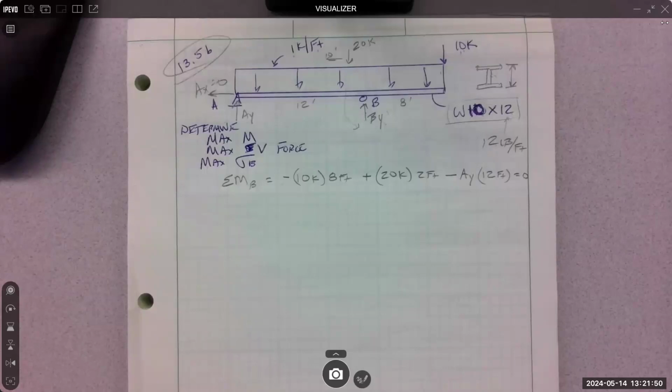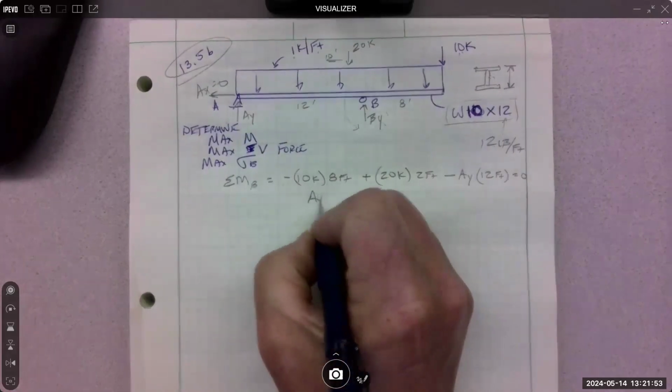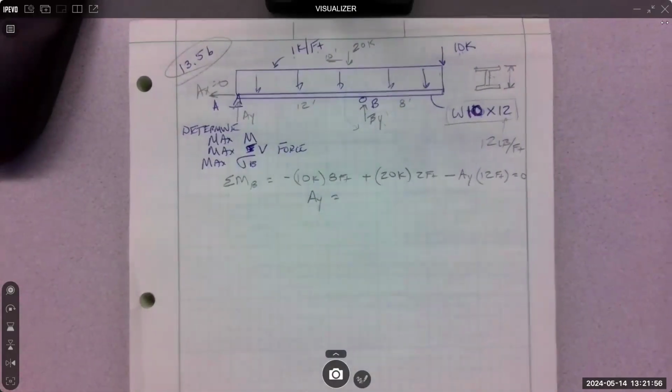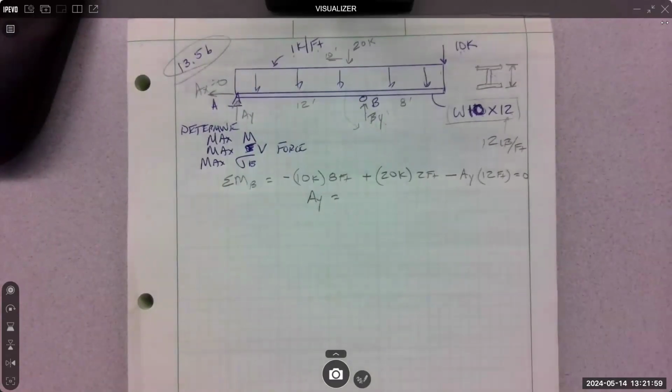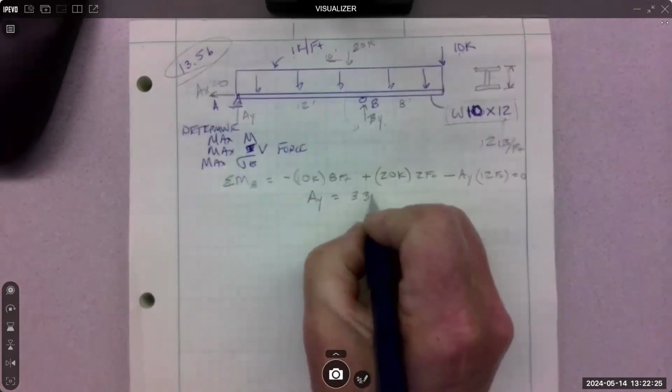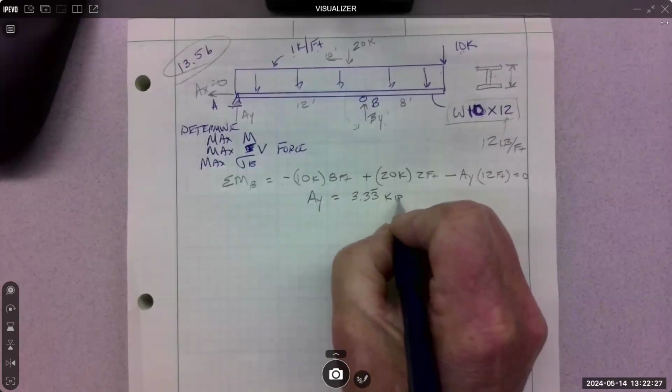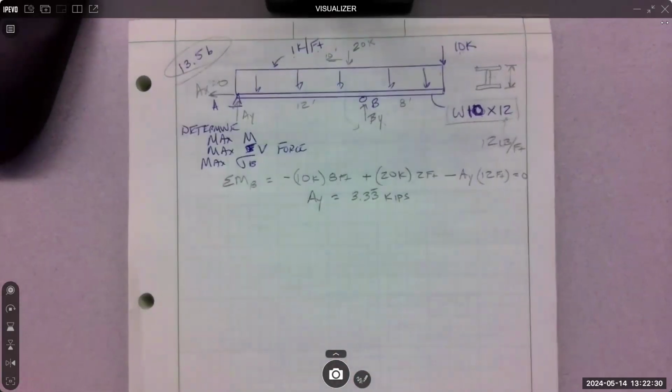Robots working for us. All right, what's AY equal? Those numbers, the numbers you got, Nick? Or did you do it different? So I did both. Good. I did the sum moment at A, and then I didn't like it, so then I did that one. And it didn't make sense like that much either, but it made more sense. I'm getting 3.33 repeating. And that's kips. What's a kip?